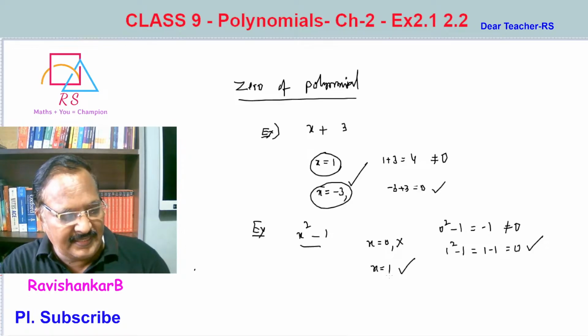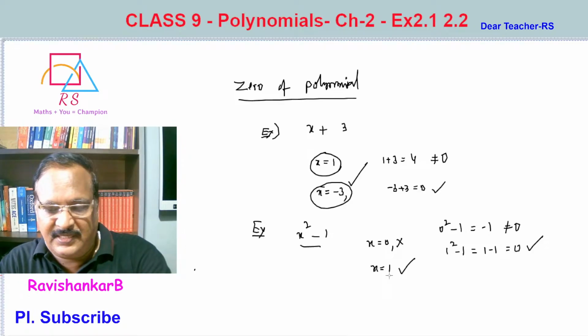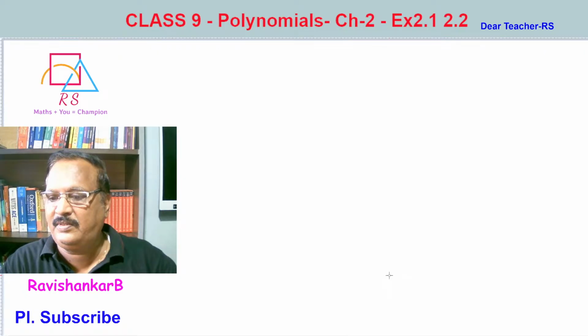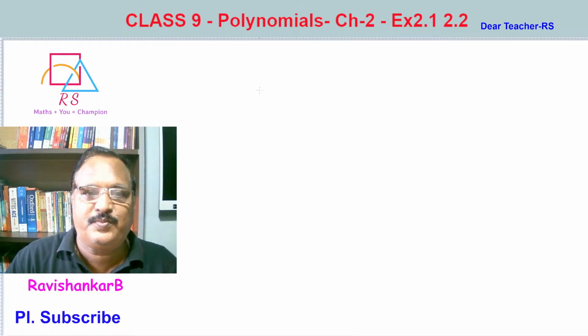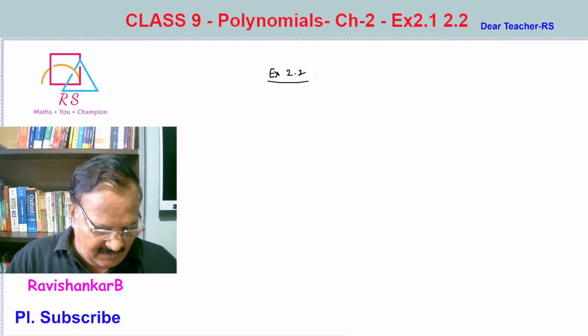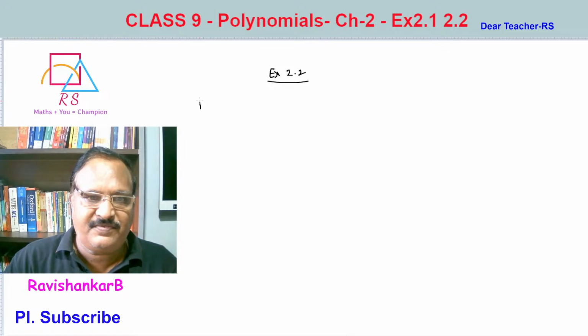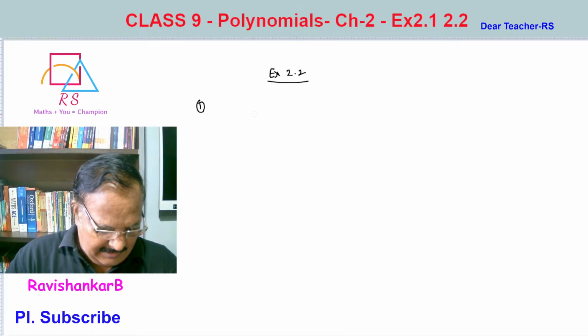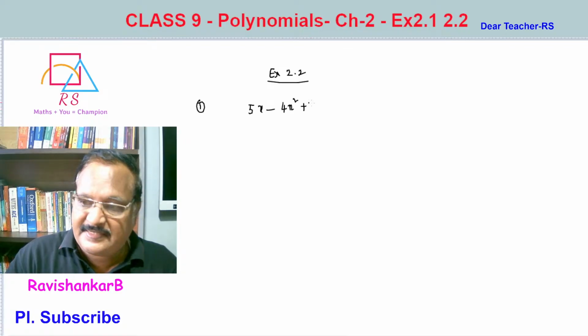That is why in exercise 2.2, so exercise 2.2, find the value of the polynomial. First question, find the value of the polynomial 5x minus 4x square plus 3.